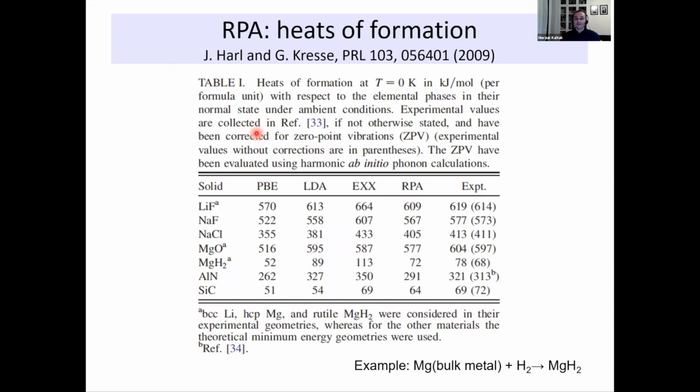Now, one more thing about the results you can expect from RPA. This table here shows calculated heats of formation with respect to the normal state at ambient condition, given in kilojoule per mole, for a various set of different calculation methods. It is obtained simply by computing these two energies and then subtracting the energy of the compound. Now, here in the experimental column, you see the values of the corresponding heats of formation for the systems.